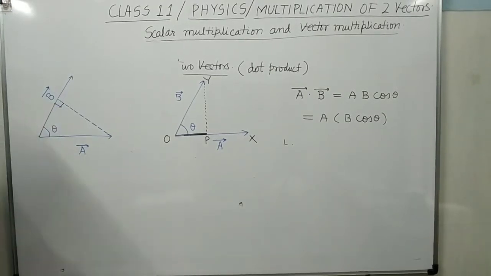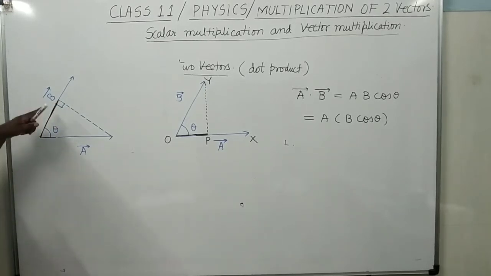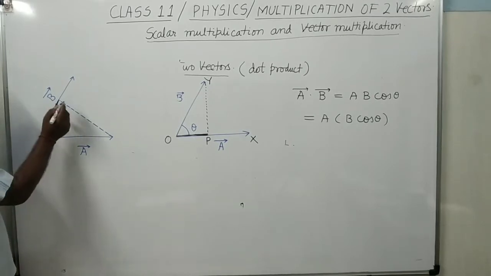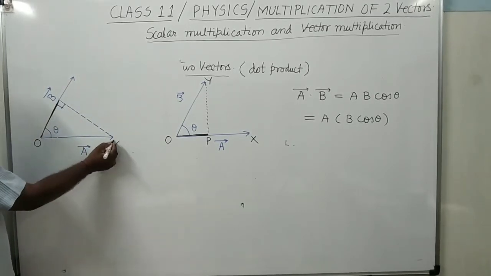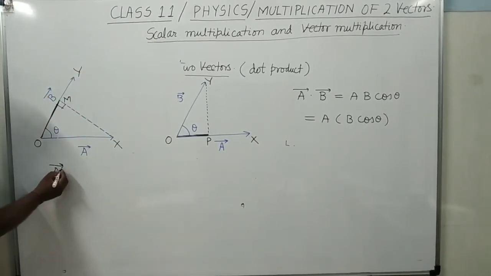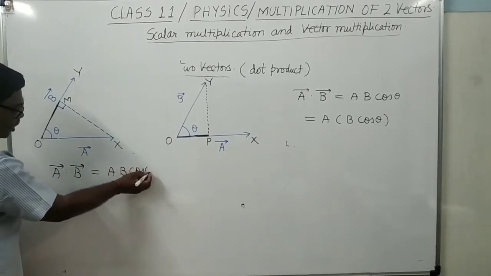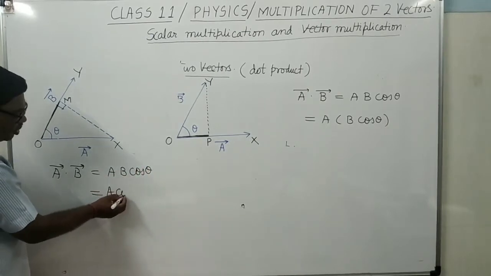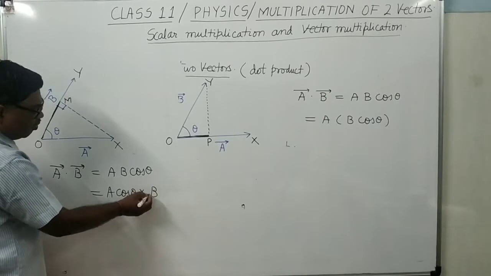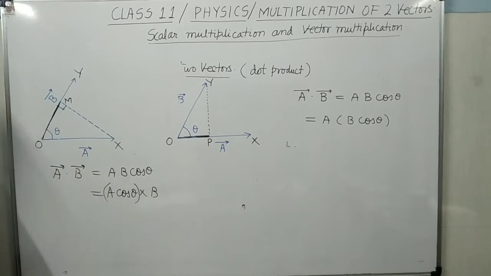So see here, this part is the component of vector A along the direction of vector B. It is clear? If you take this as O, X, Y and this part as M, then vector A dot vector B equals AB cos theta. Now you can write this as A cos theta into B. What is A cos theta? It is the magnitude of the component of vector A along the direction of vector B.